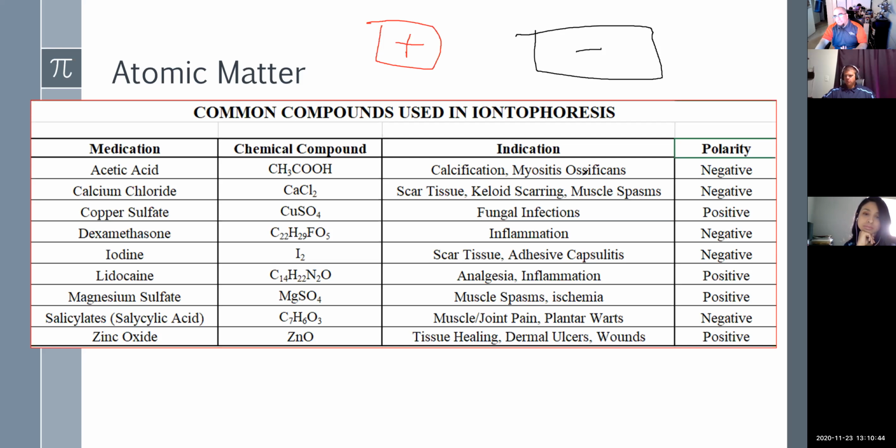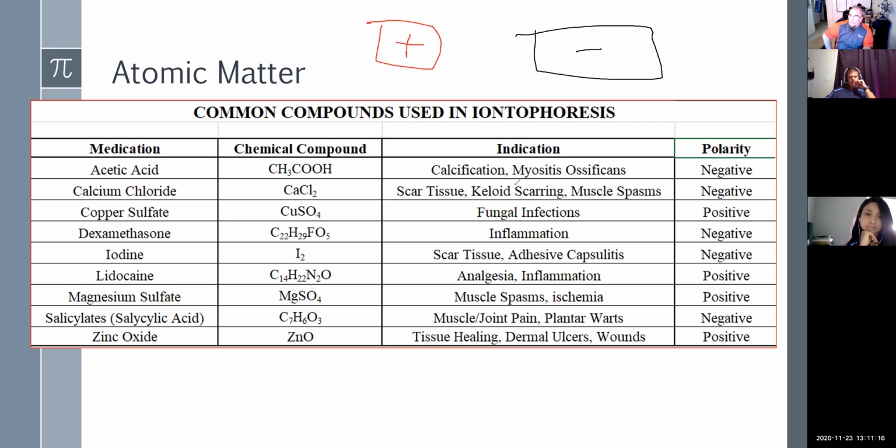So acetic acid, obviously when you see acid type stuff, it's usually to break down. So calcifications, calcifications of tendons. In myositis ossificans, the muscles are getting inflamed and they start kind of turning to bone. Calcium chloride is used in scar tissue. We use it to break down really hot, heavy keloid scarring, and it can even be used in muscle spasms for people that have really heavy spastic muscles. Copper sulfate we use for fungal infections, again in wound care.